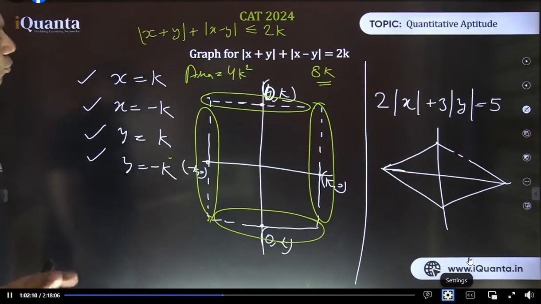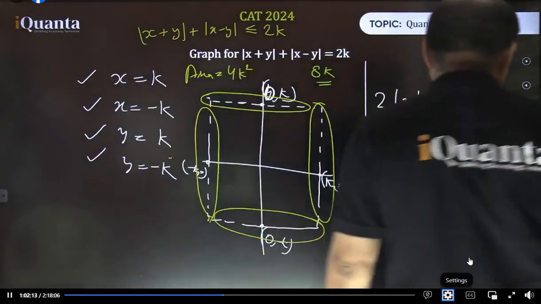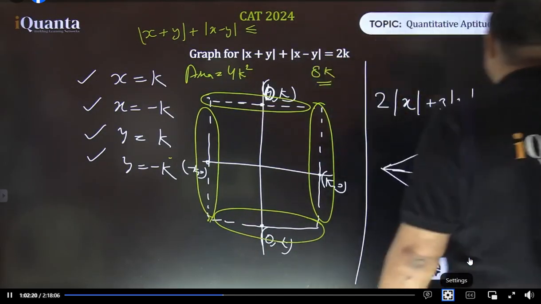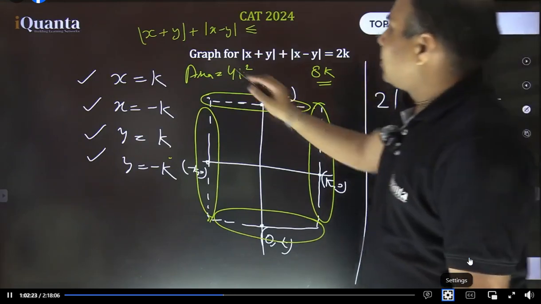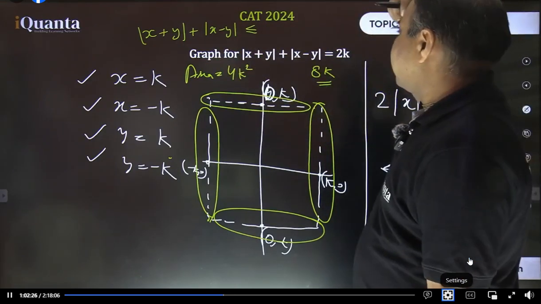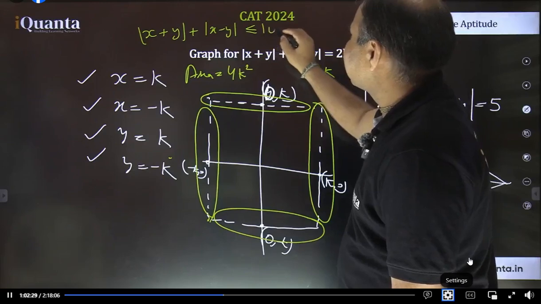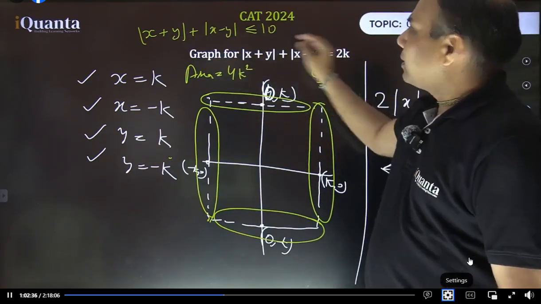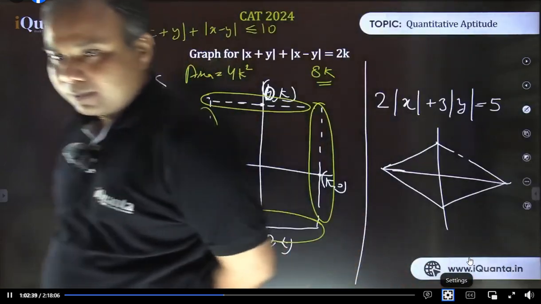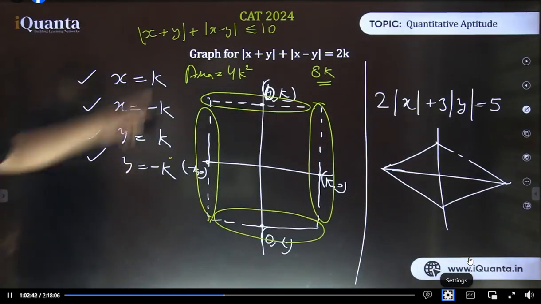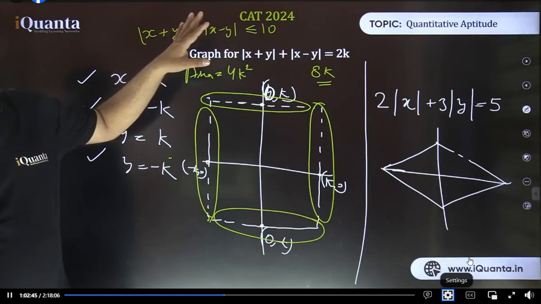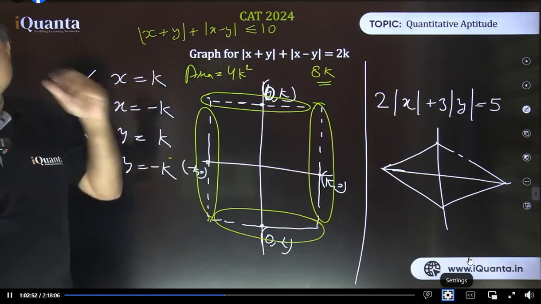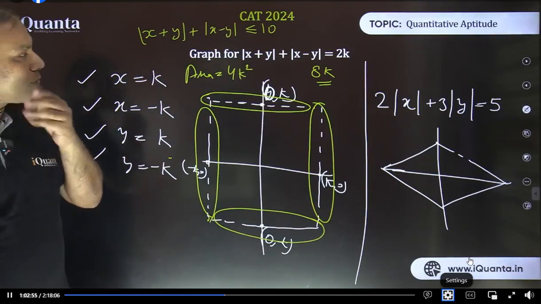Okay, if you want to find some particular value, let me change it. Let me take some numerical value. Let's make it 10. Mod of x plus y plus mod of x minus y is less than or equal to 10. I'm making it 10. Now calculate. What will be the shape of the graph? Square. Shape of the graph is square, right? What is the side length of the square?